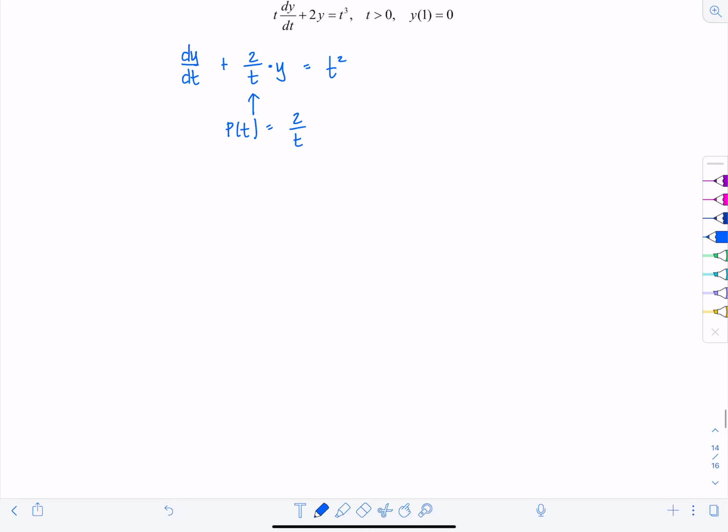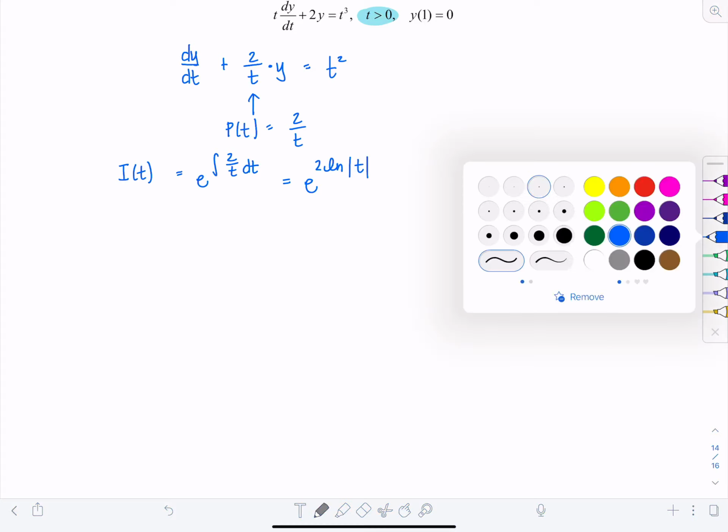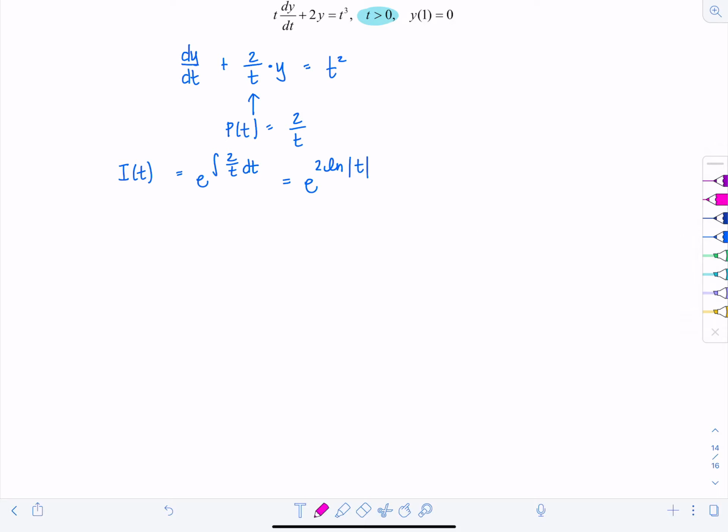Okay, now let's get the integrating factor. So I of t is equal to e to the integral of 2 over t dt, which is equal to e raised to the 2 times the natural log of the absolute value of t. Now they told me in the problem t is greater than 0, so I don't have to worry about keeping those absolute value bars. And then I want to use my properties of logarithms here so I can simplify. So the 2 I can move to the exponent on t. And so e and natural log will cancel out, and I'm just left with t squared.